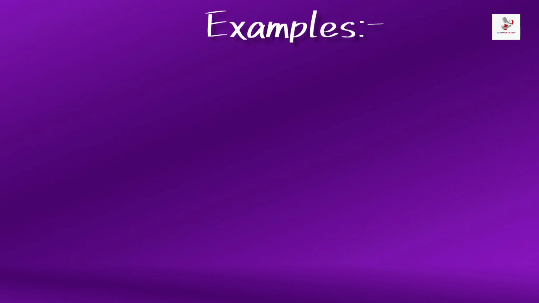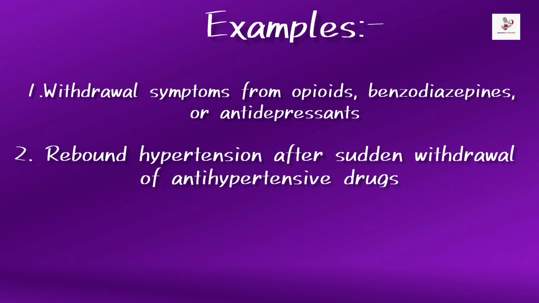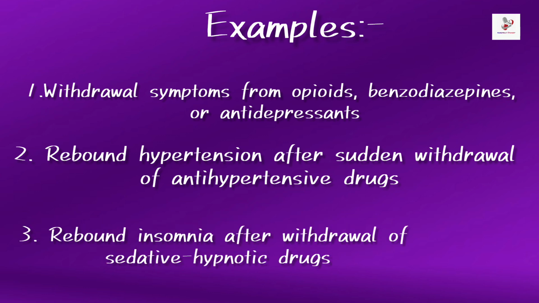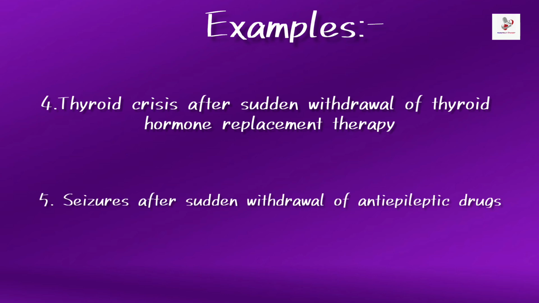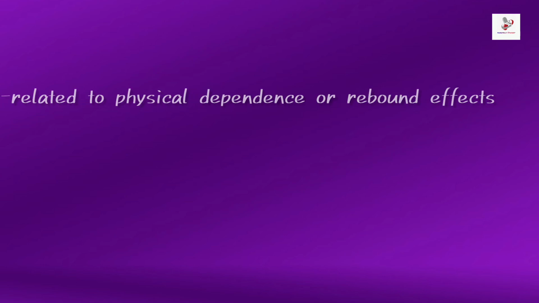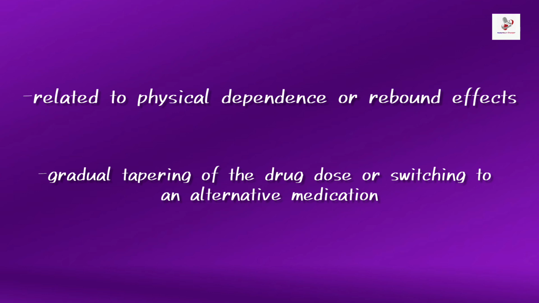Examples of type E reactions: withdrawal symptoms from opioids, benzodiazepines and antidepressants. Rebound hypertension after sudden withdrawal of antihypertensive drug. Rebound insomnia after withdrawal of sedative hypnotic drugs. Thyroid crisis after sudden withdrawal of thyroid hormone replacement therapy. Seizures after sudden withdrawal of anti-epileptic drugs. Type E reactions are often related to physical dependence or rebound effect, and can be managed by gradual tapering of the drug dose or switching to an alternative medication.